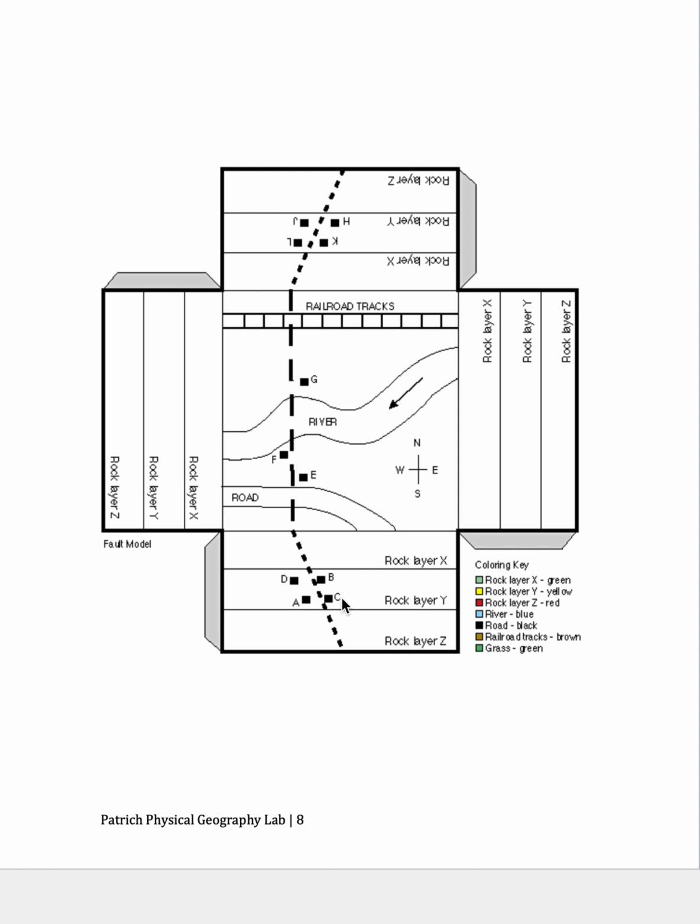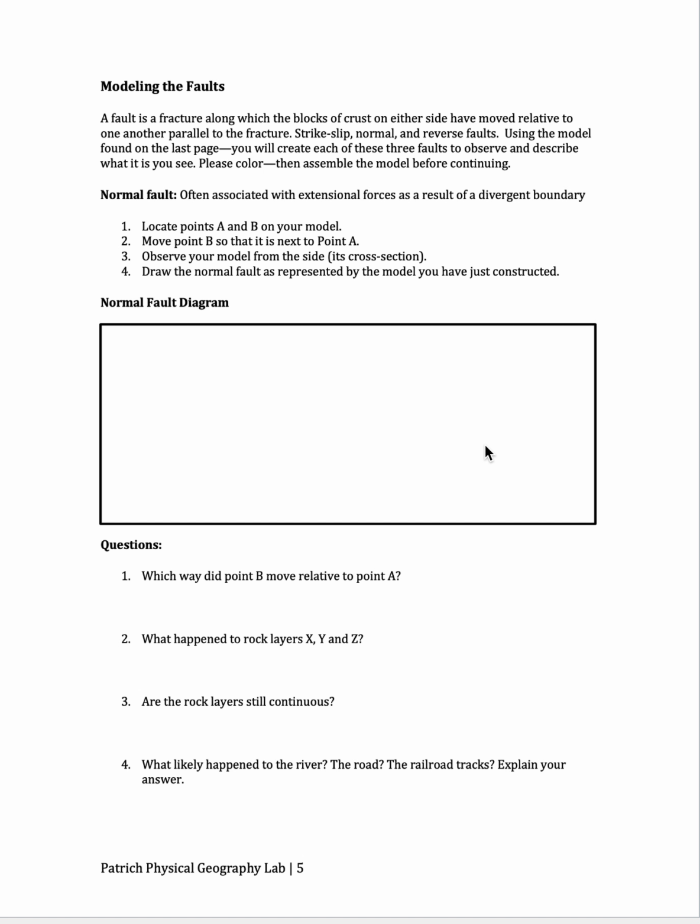Then observe the cross-section or the profile. What does the side of it look like? Draw the fault as you have made it in this box here. Then you answer the questions below. What happens to the river? What happens to the road? What happens to the railroad? Explain your answer.